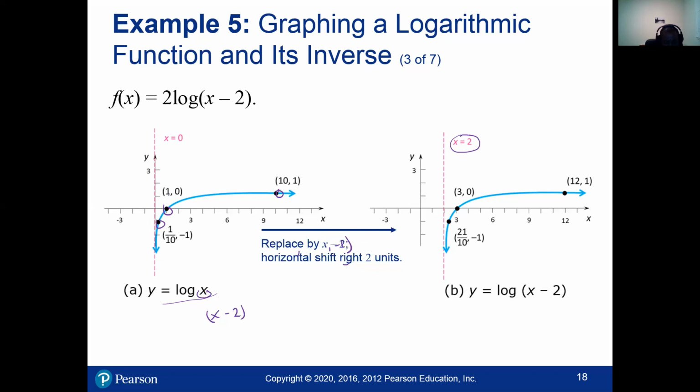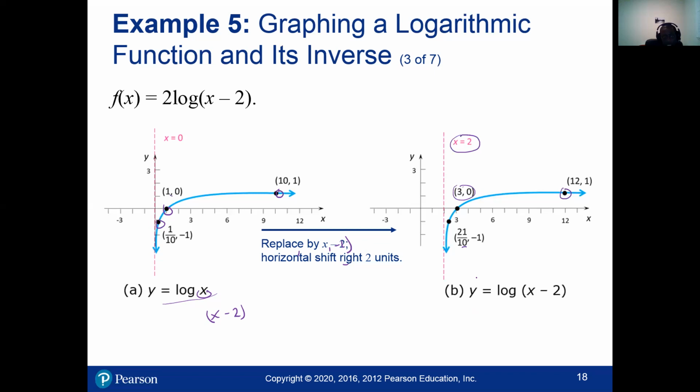So the line x equals 2 becomes your vertical asymptote. You are adding 2 to the x coordinate of each of the points. So 1 plus 2 gives me (3, 0). 10 plus 2 gives me (12, 1). That's why I have this point. And then 1 over 10 plus 2 gives me 21 over 10. So that's why we have those points.